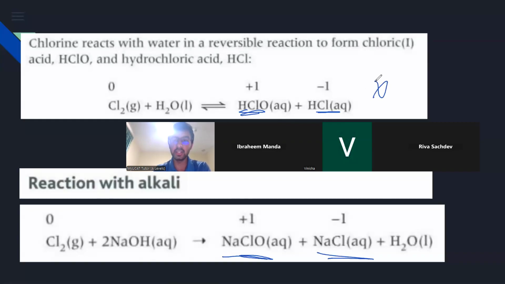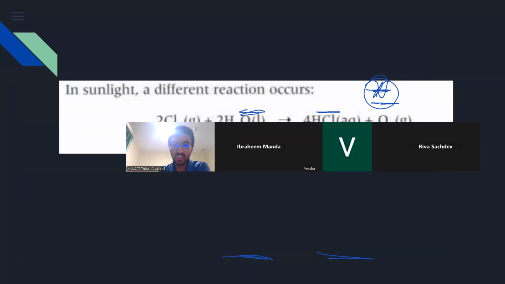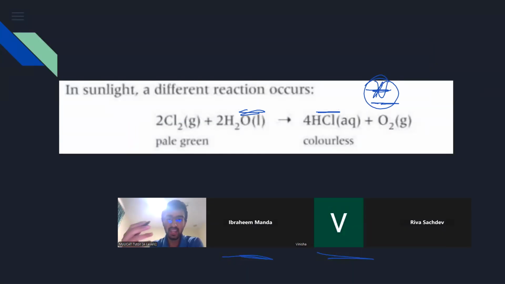Now, what is slightly unusual about this reaction? Why might it be different in certain circumstances? So this is something that is on the AQA specification. In sunlight, what changes? So chlorine plus water, what happens differently in the sunlight? Anything we can think of? So the reaction is actually different. In sunlight, we don't make HClO plus HCl. We actually make HCl plus O2.